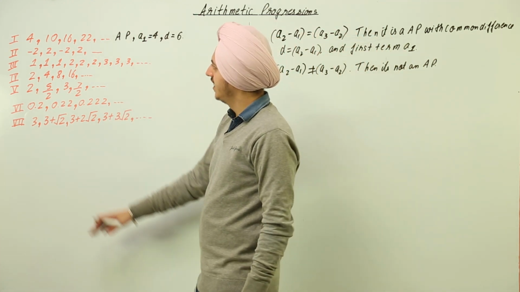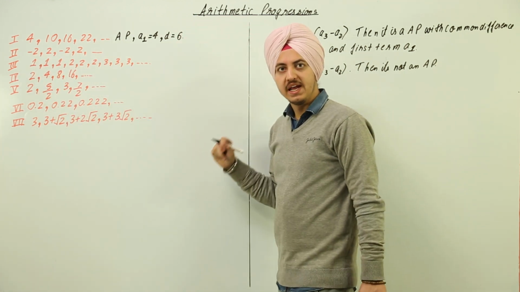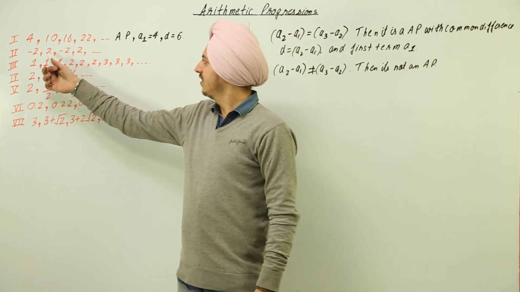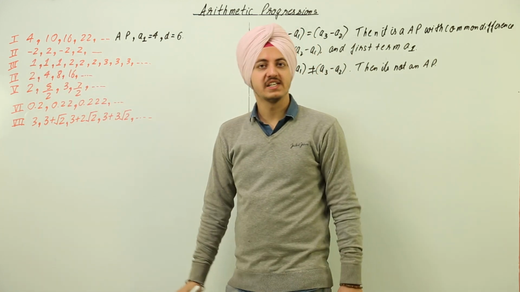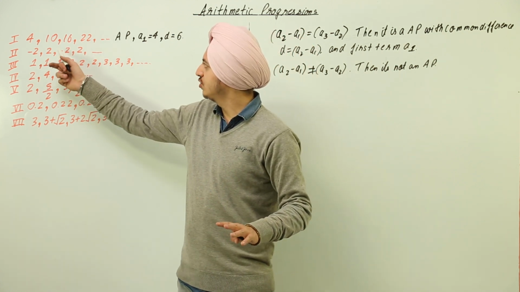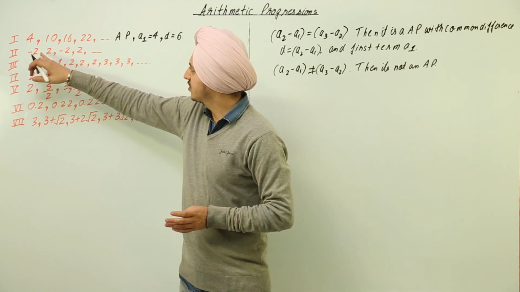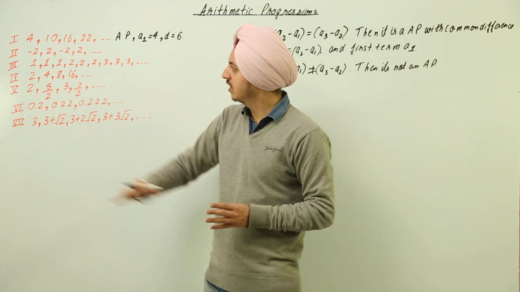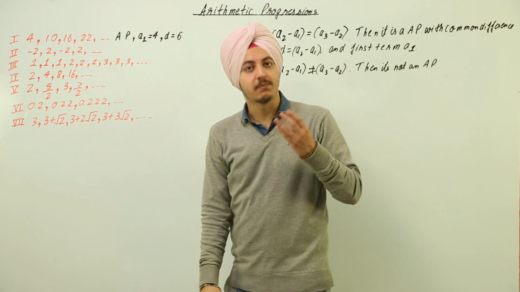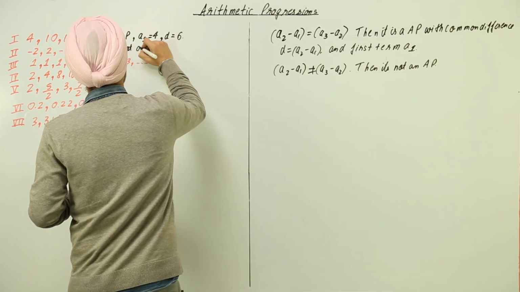The second one we have is minus 2, 2, minus 2, 2 and so on. In this, if you see, we have 2 minus minus 2, that is equal to 4. But then there is minus 2, then there is 2, we add 4, then there is 2 and then there is minus 2, we subtract 4. So this is not an AP.